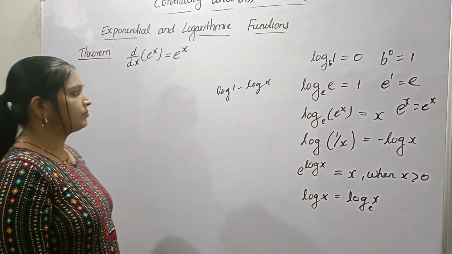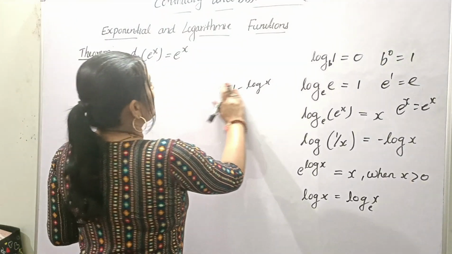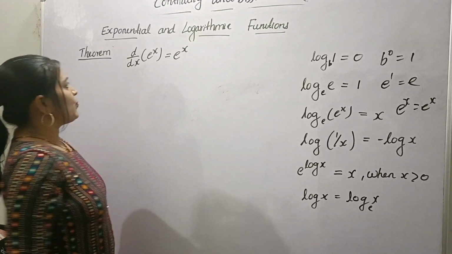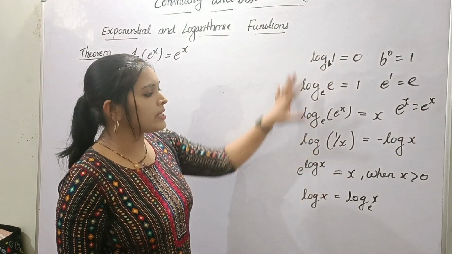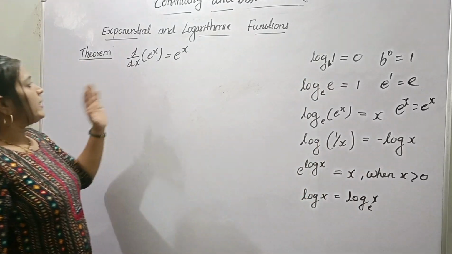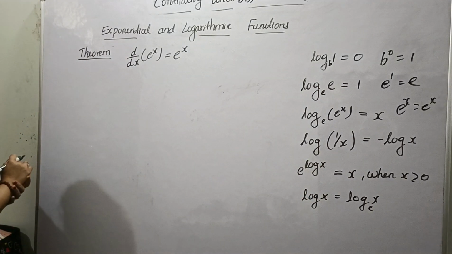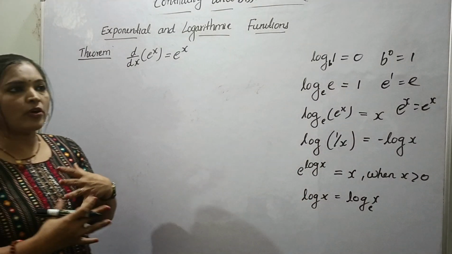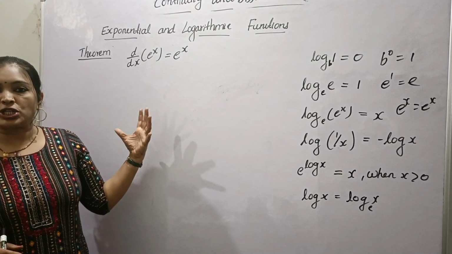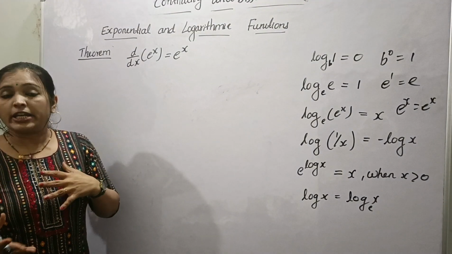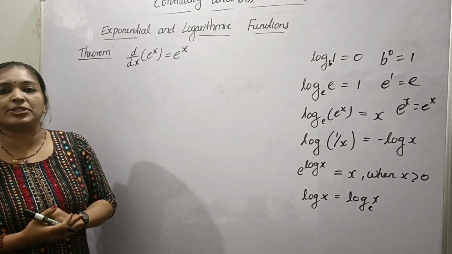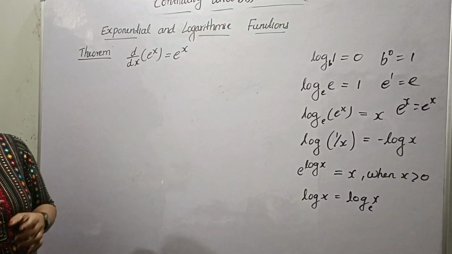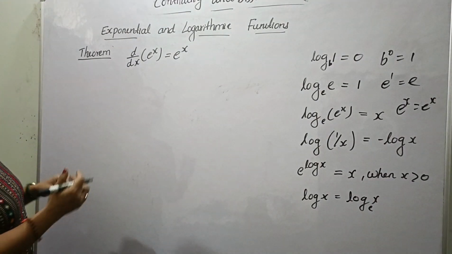Now let's prove this one. Derivative of e raised to x is equal to e raised to x. You have to note this down, very important. So first of all, let's prove that the derivative of the function e raised to x exists and what its derivative is. Let's find it by the definition of the derivative of a function, right?